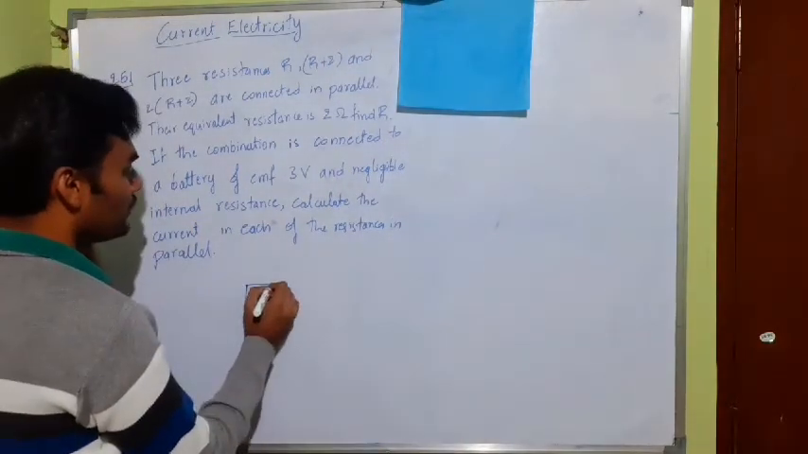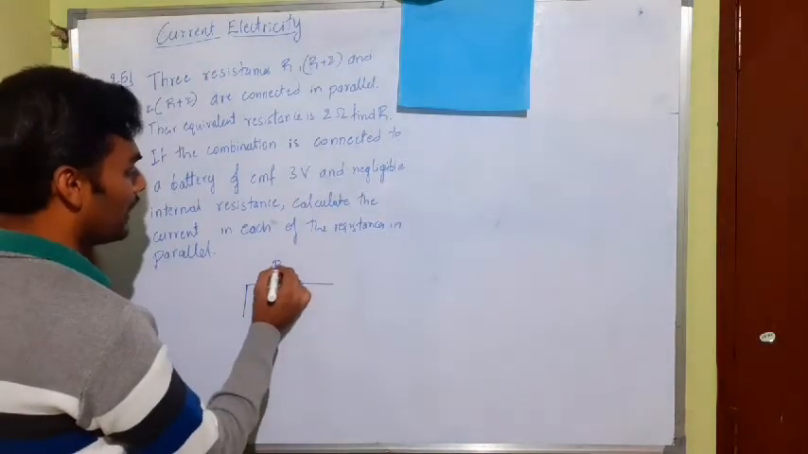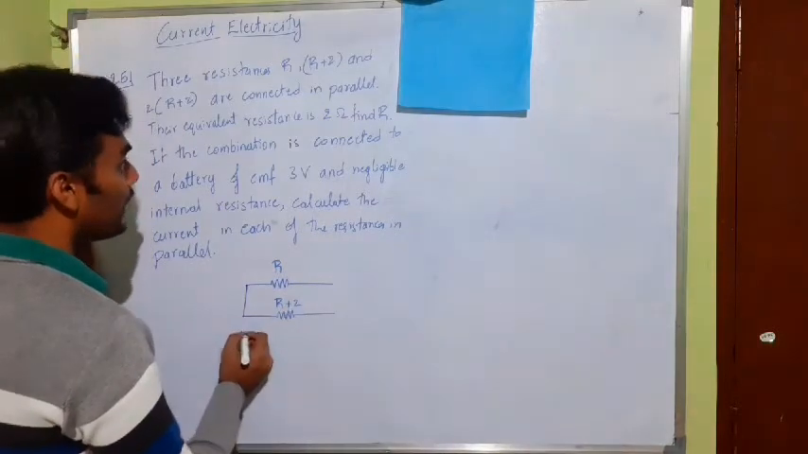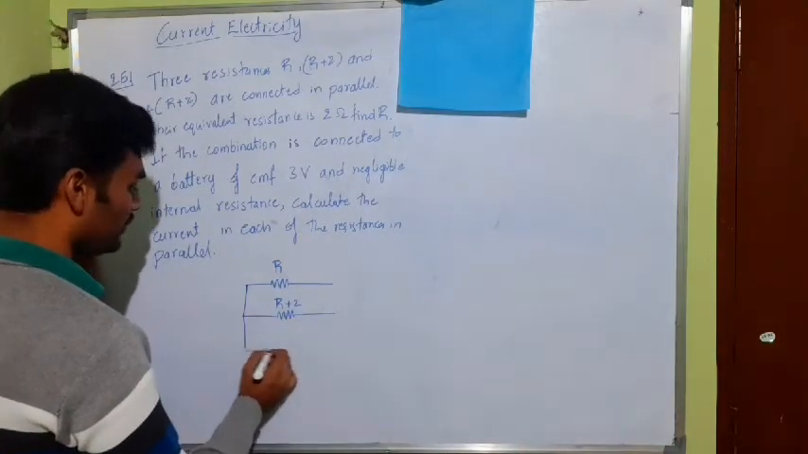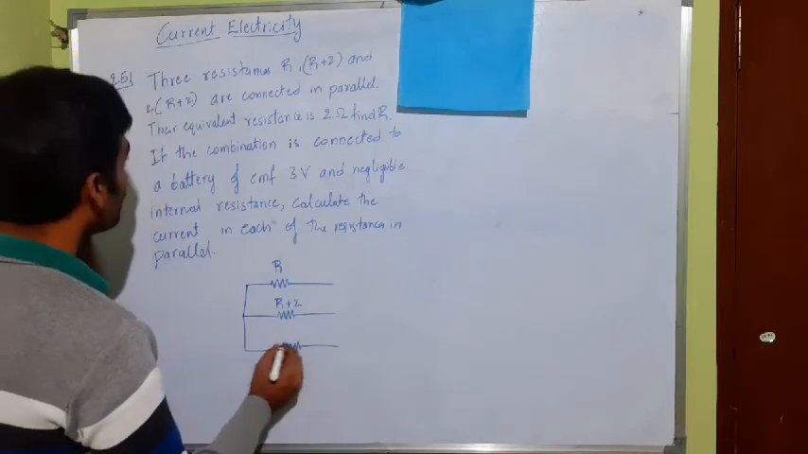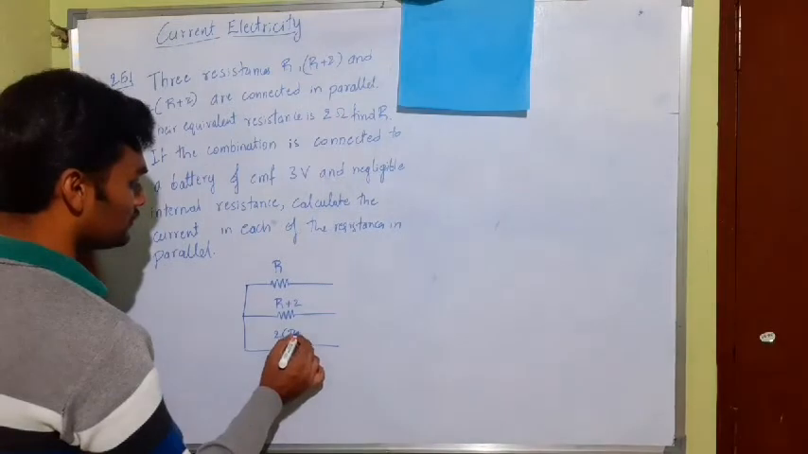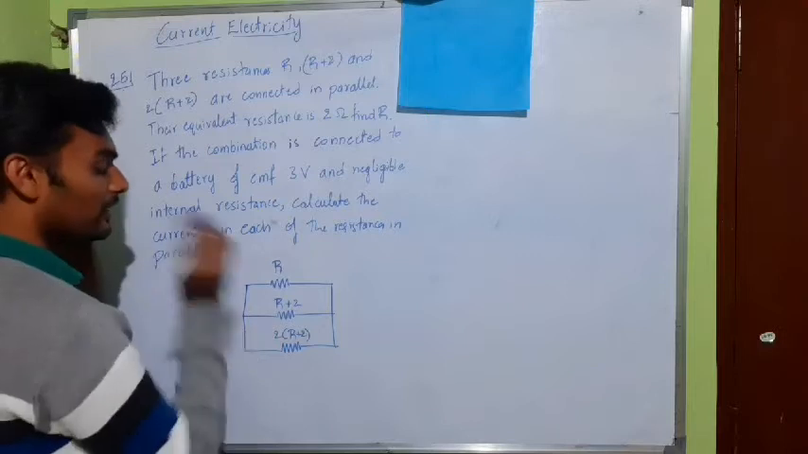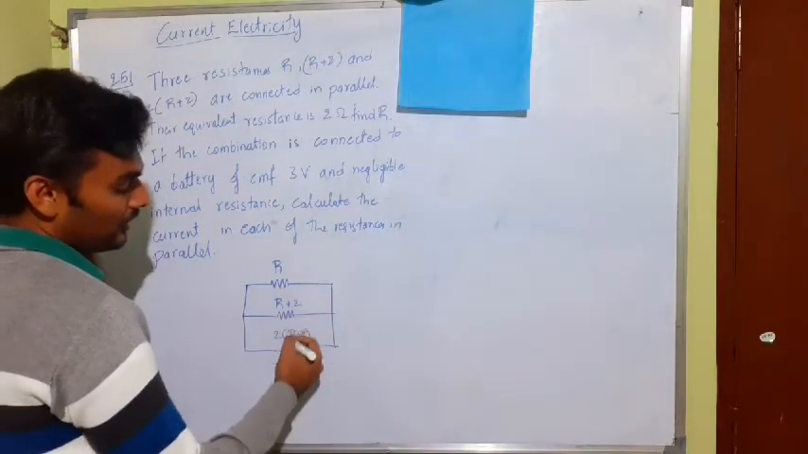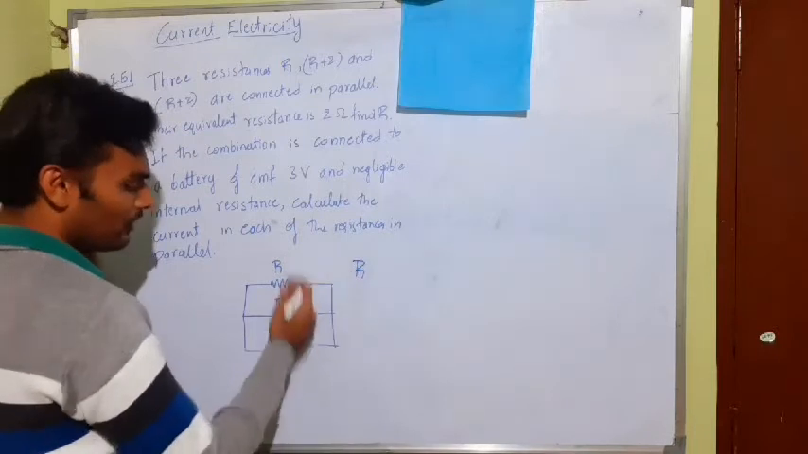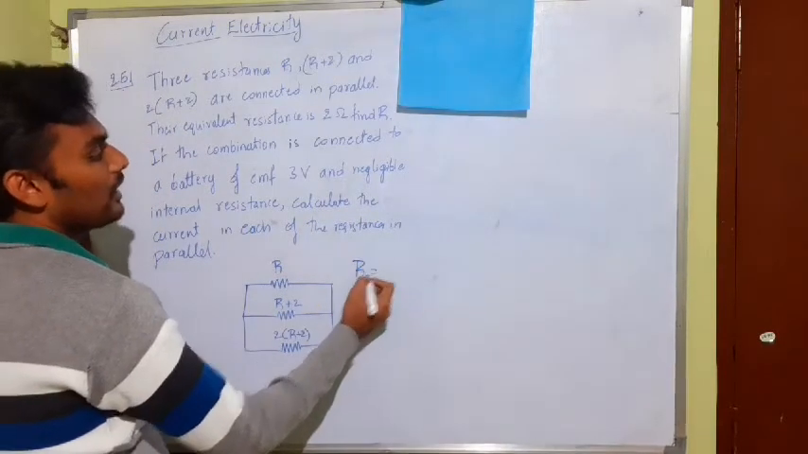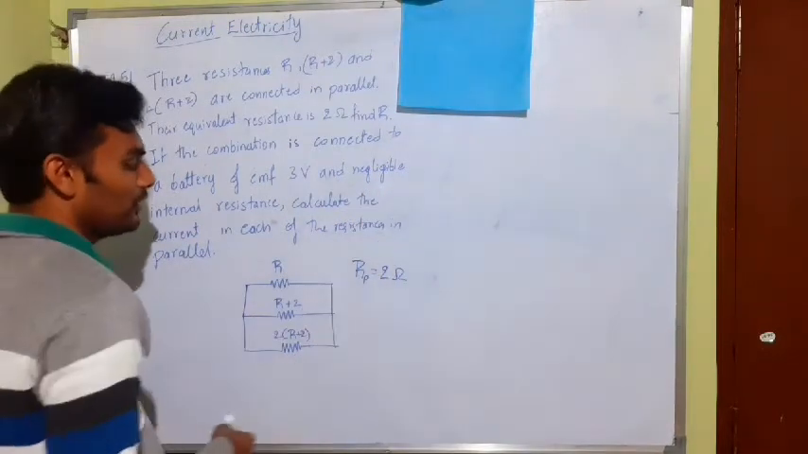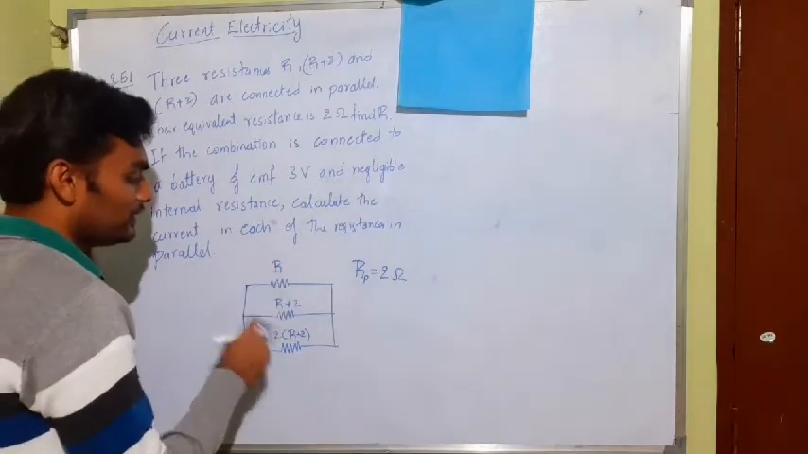Now see, you have three resistors. R, the other is R plus 2, and finally it's 2 of R plus 2, all of them connected in parallel. And the effective resistance of the combination, since all of them are in parallel, I can take Rp as the effective one. So Rp is given how much? 2 ohm, right? Equivalent resistance is 2 ohm, and they're asked to find the value of R.